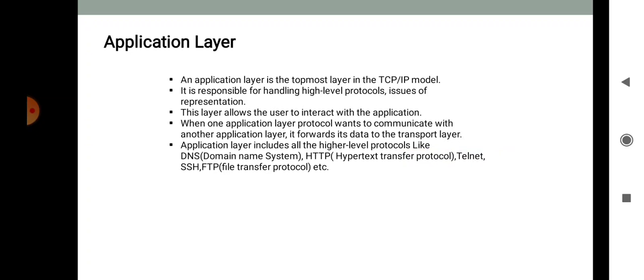When one application layer protocol wants to communicate with another application layer, it forwards its data to the transport layer. The application layer includes all the higher-level protocols, like DNS, Domain Name System, HTTP, Hypertext Transfer Protocol, then Telnet, SSH, then FTP, File Transfer Protocol, then SMTP, Simple Mail Transfer Protocol, etc. These are the four layers of the TCP/IP reference model.